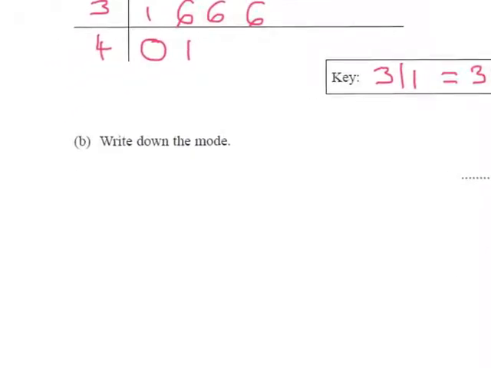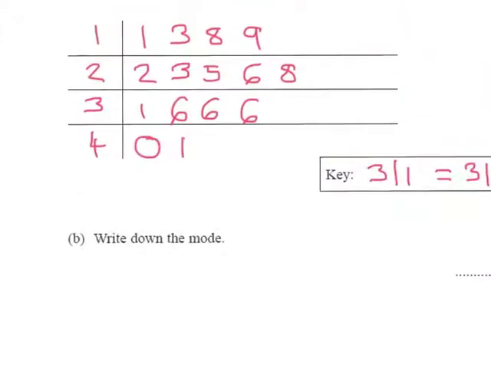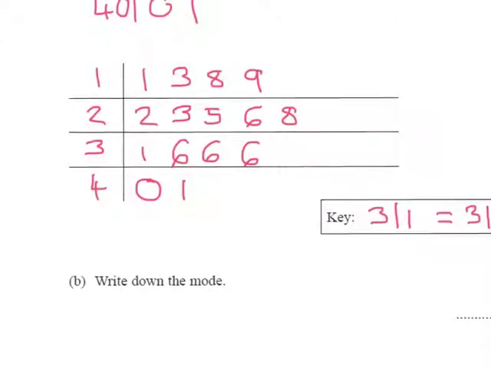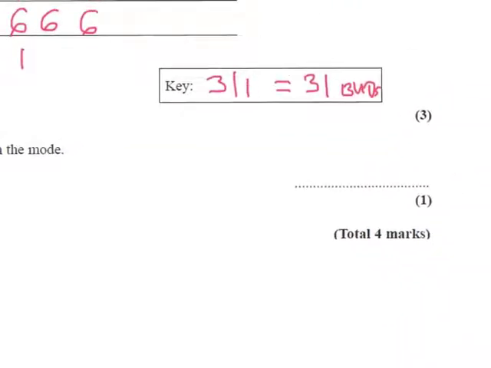Next thing we need to do is write down the mode. Well, we know that the mode is the most common value. So we just look at our stem and leaf diagram. We should be able to see clearly that the most common value is 36 because there are 3 6s there. Okay, so 36 would be our mode there.